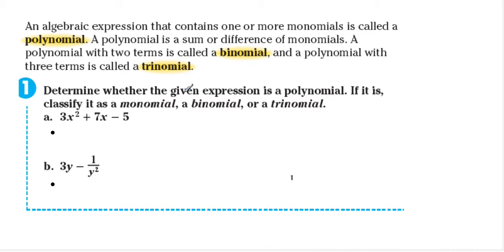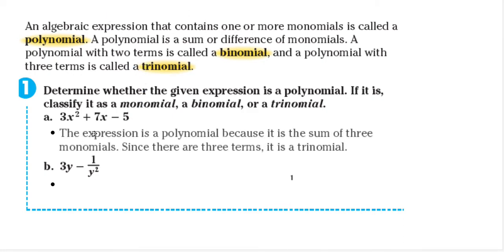Let's consider this example. Determine whether the given expression is a polynomial. If it is, classify it as a monomial, a binomial, or a trinomial. 3x squared plus 7x minus 5. There are three terms in this polynomial, so therefore it is a trinomial. Being the sum of three monomials, it is a trinomial.